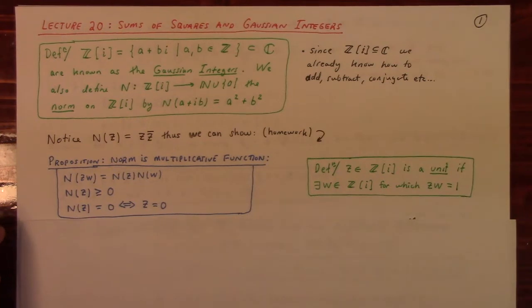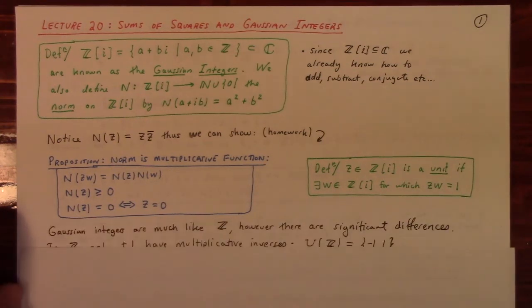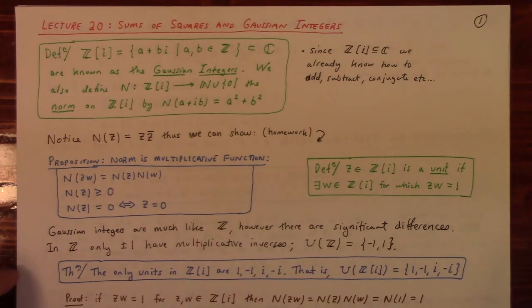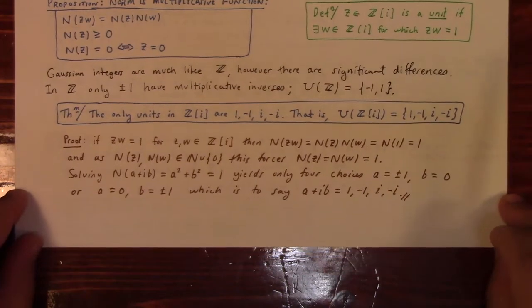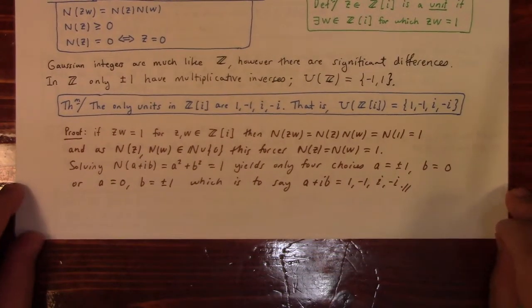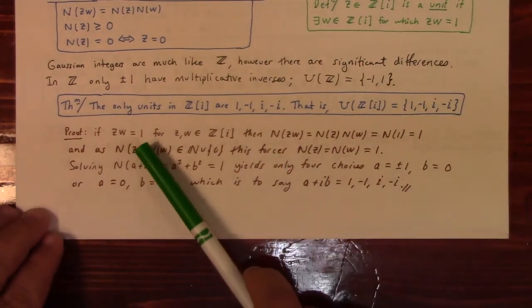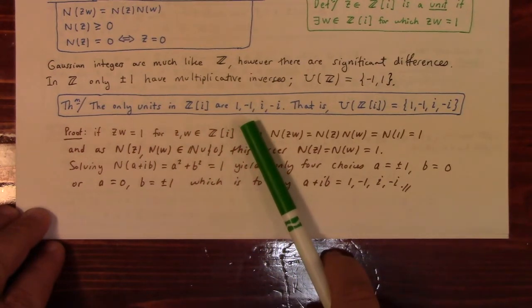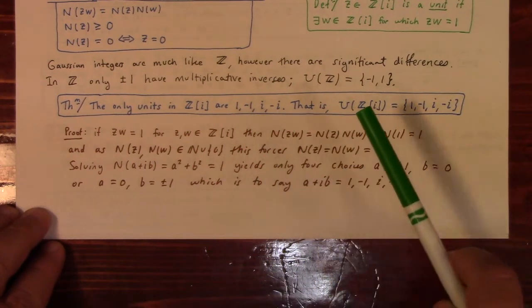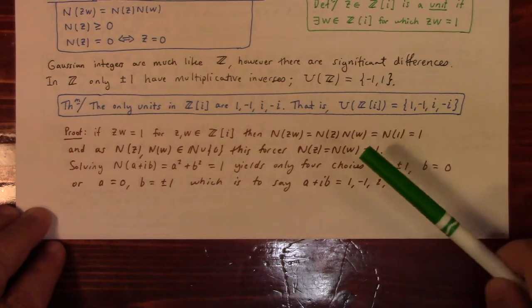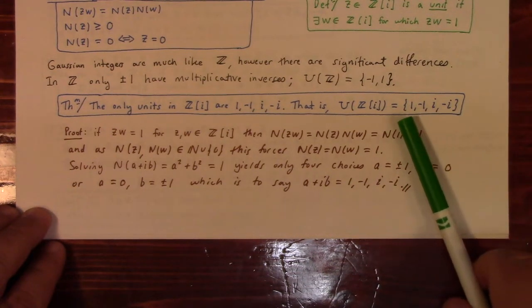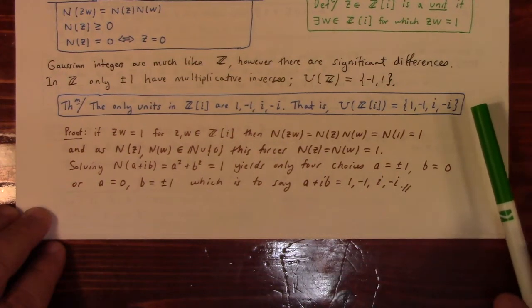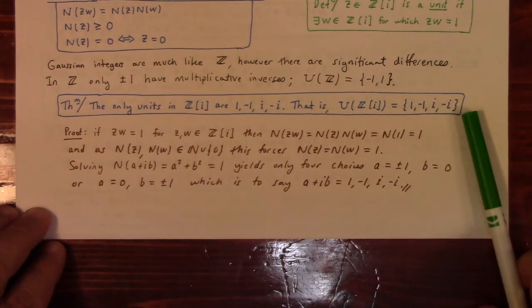Now, that said, the units in the Gaussian integers have a little bit more to them. There's actually 4 of them as it happens, and here's what they are. The only units in the Gaussian integers are 1, minus 1, i, and minus i. So you've got these four units, right? Of course, these are the 4th roots of unity. So the units of the Gaussian integers are the 4th roots of unity.